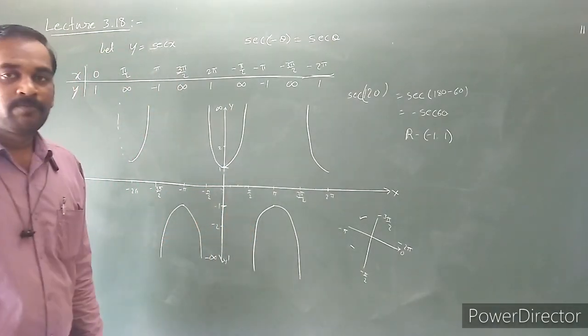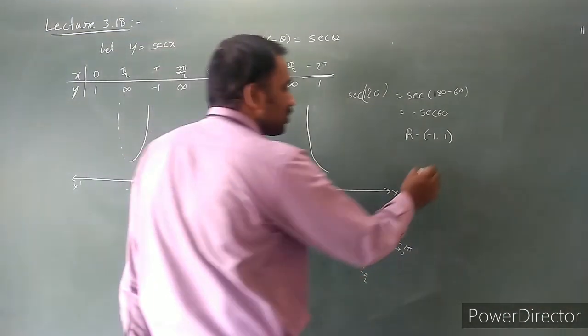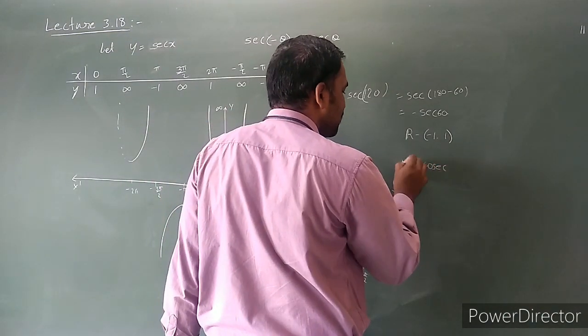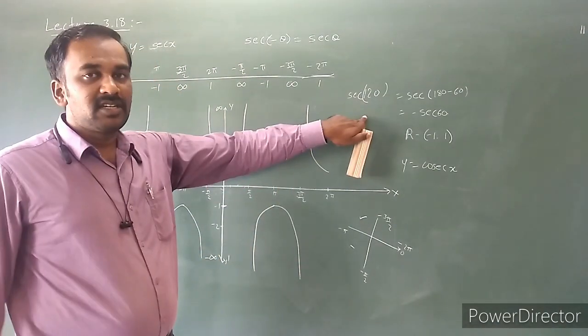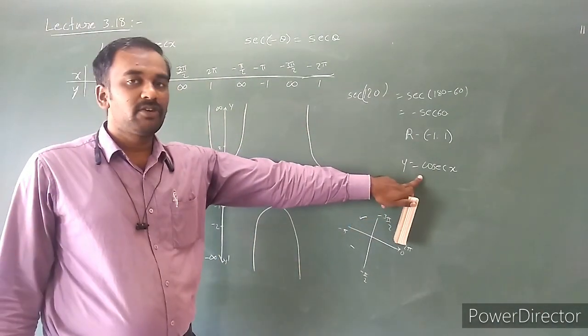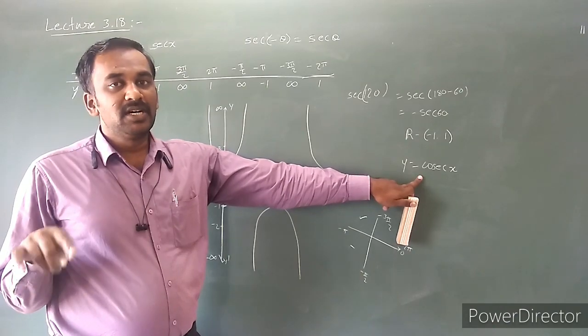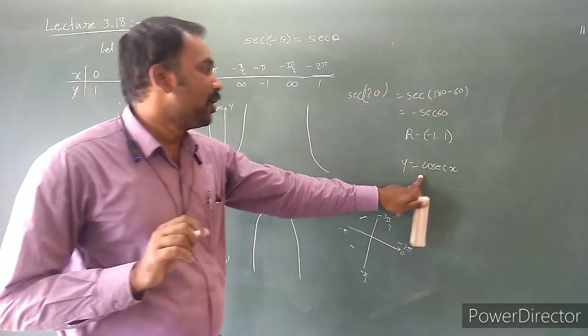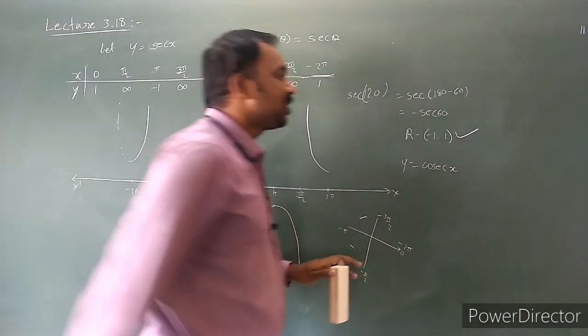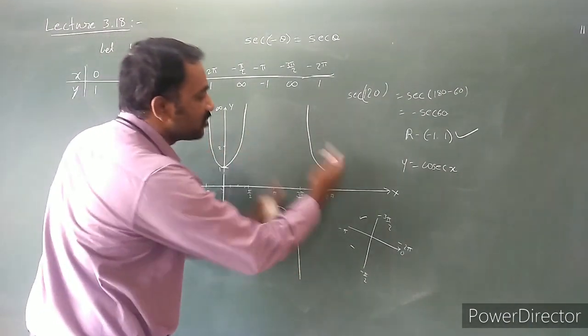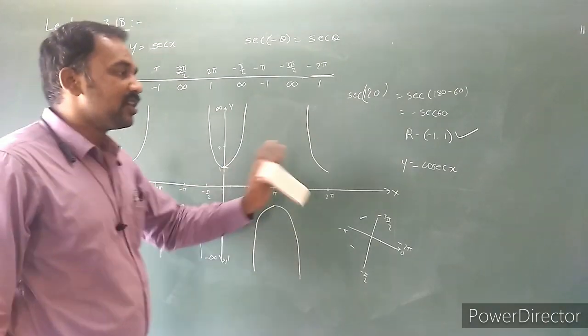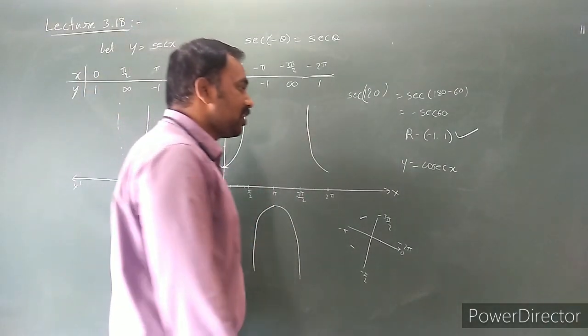In the same manner, the cosec graph will come. So we can easily draw the graph of the cosec function. How is it? Domain and range change a little bit. Here the cosec function domain is the set of all real numbers except integral multiples of pi. Range is the same, all real numbers except minus 1 comma 1. The sec graph is shifted to the right-hand side. That is the required graph of the cosec function.